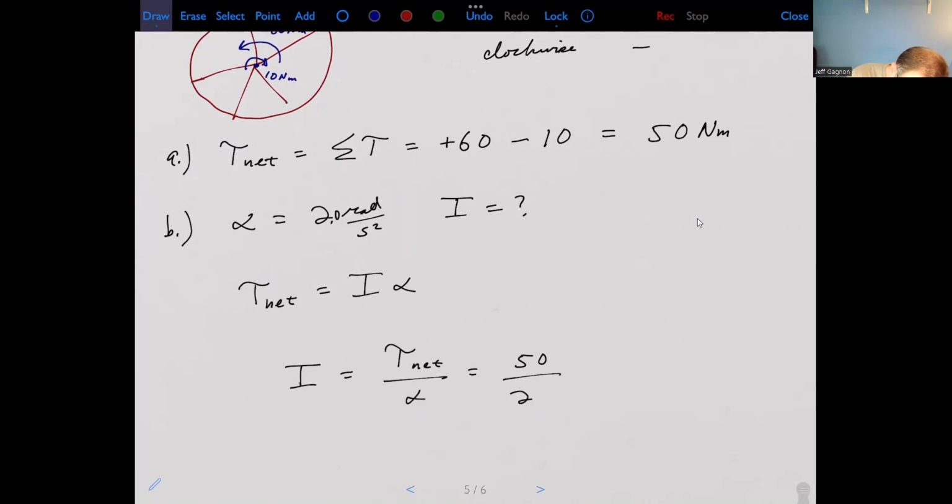Let's assume it's like 2.0, so it has like 2 sig figs. So that's going to be 25 kilograms times meters squared, right? That would be my moment of inertia in that case.